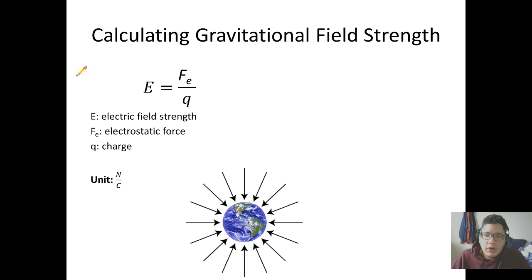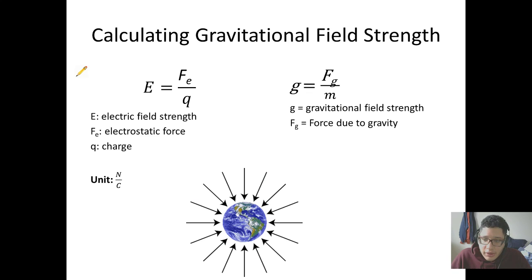Also, the units for electric field strength are newtons over coulombs. For gravitational field strength, the formula we're going to use that is on the back of your reference table is that g is equal to Fg over m. g is gravitational field strength, Fg is the force due to gravity, and m is mass. Now, this formula should be looking a little familiar. Also, the units are newtons per kilogram.